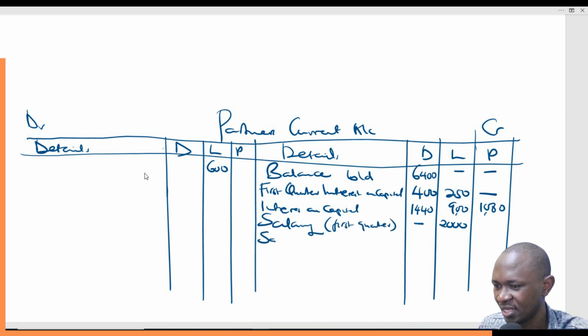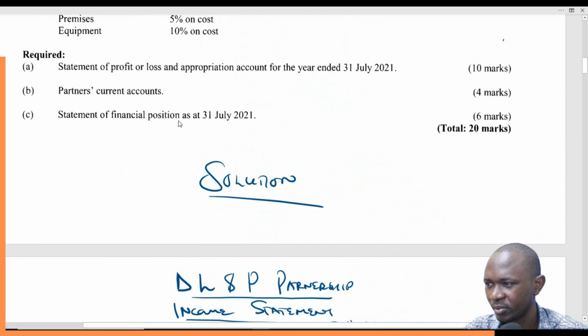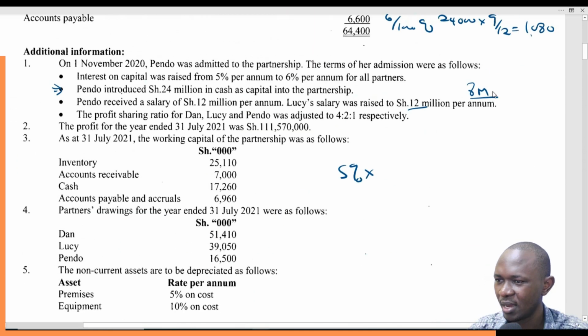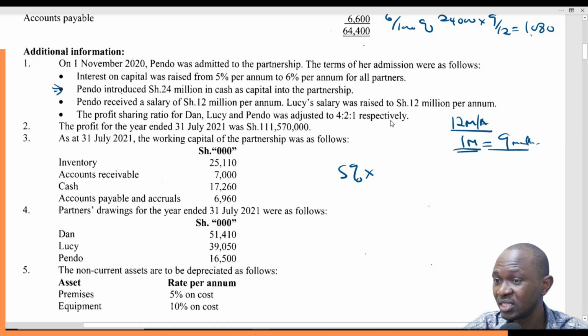Lucy will earn that. And then salary for the remaining part of the year, now Lucy will earn, because Lucy's salary increased to 12 million, and Pendo's salary was also agreed at 12 million. So if they are earning 12 million per annum, that simply translates to 1 million per month, and they worked under this agreement for 9 months. So it means the 9 months that this agreement was in force, each of the 2 partners earned 9 million.